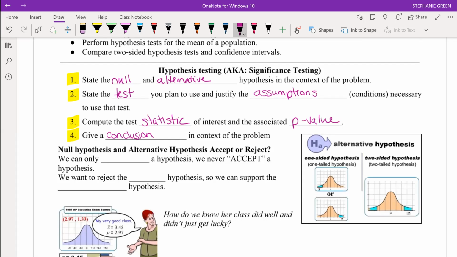When we get to that conclusion, there's actually only two possibilities that we can write for a conclusion. In the end, we can reject a hypothesis, but we can never accept it. So our goal here actually is to reject the null hypothesis. If we can reject the null hypothesis, then that supports the fact that the alternative hypothesis may actually be true. Again, we cannot say for sure that either of the two hypotheses are true. We can simply prove that one of the two is not true.